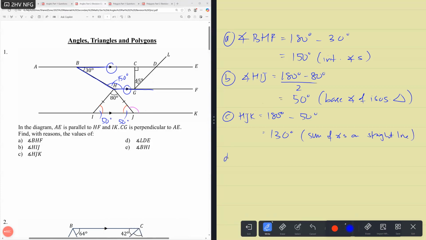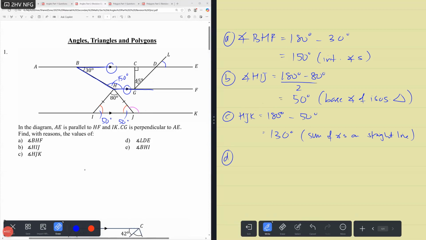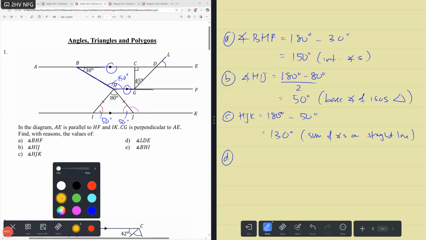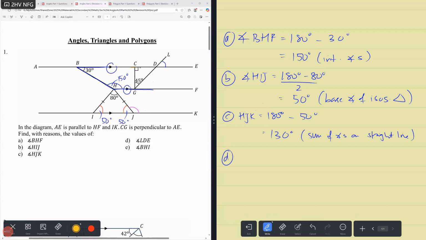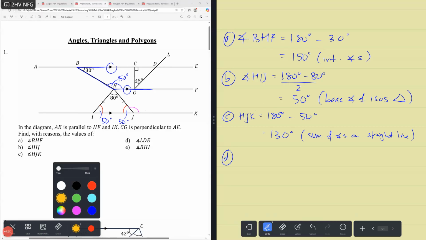Okay, we are almost there. We're almost done with this question. Let's find angle LDE. LDE happens to be this angle. This is quite interesting. So, angle LDE is on the line ABCDE, right? Let's trace my pen here, let's trace our yellow line. Angle LDE is here. Let's do this again. Angle LDE.